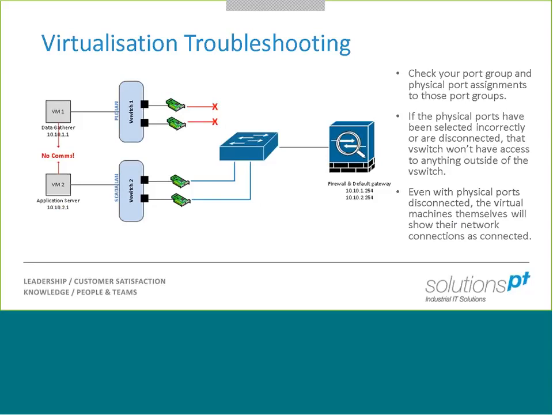This, again, is a common one, and this one's harder to spot. So this is about your physical connection from your virtual layer to your physical layer. And this scenario here where we've got our data gatherer at the top, we've got our application server at the bottom, we've got two different LANs there, and obviously we've got our firewall there that's doing the routing and the security access control lists between the two VMs.